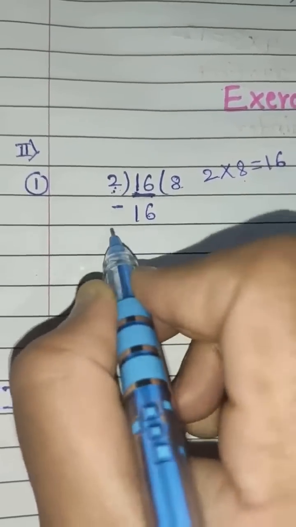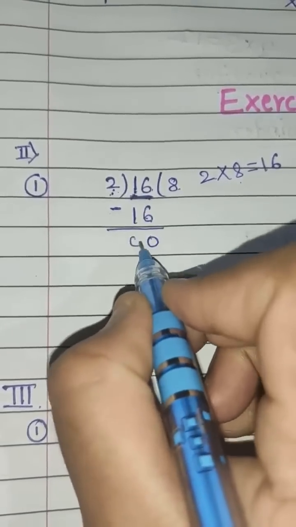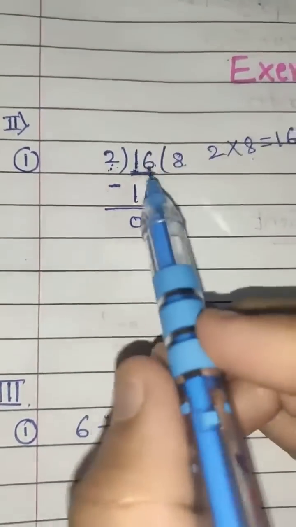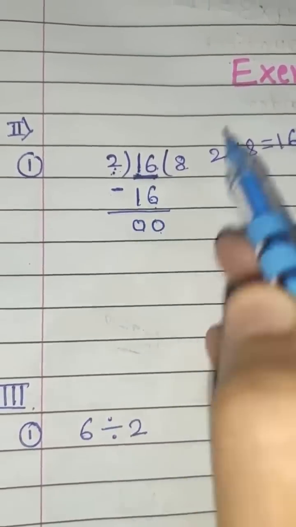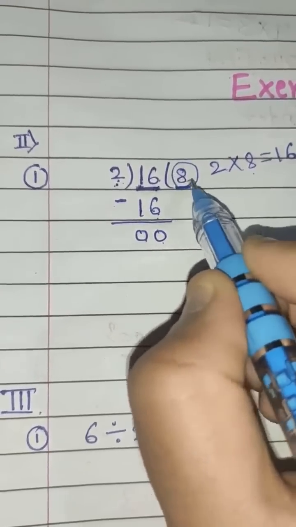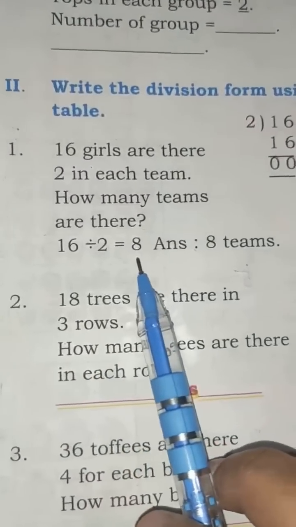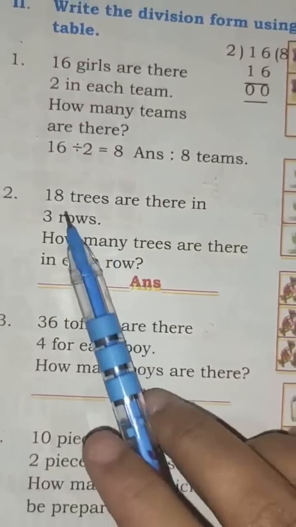So let's subtract it. 6 minus 6 is 0. 1 minus 1 is 0. Understood? So what is the answer? What is the quotient here? 8. So 16 divided by 2 is equal to 8. Answer: 8 teams. How many teams? 8 teams. Okay, let us take another example.